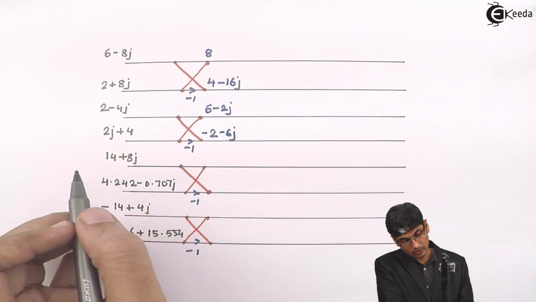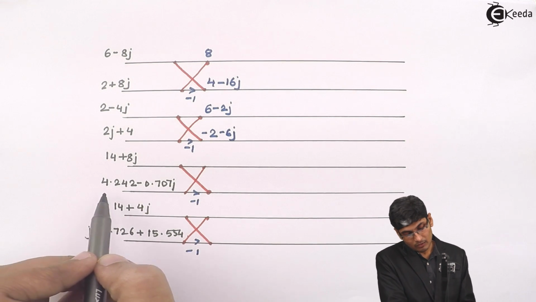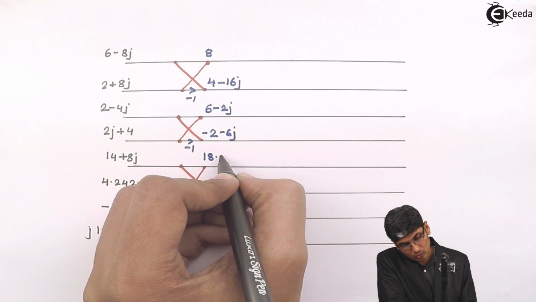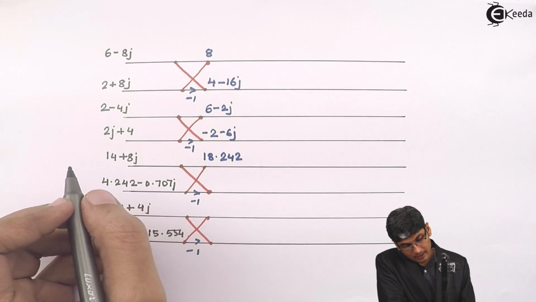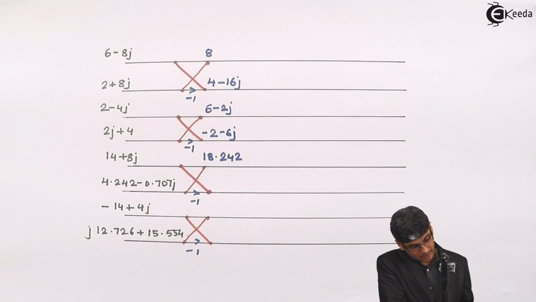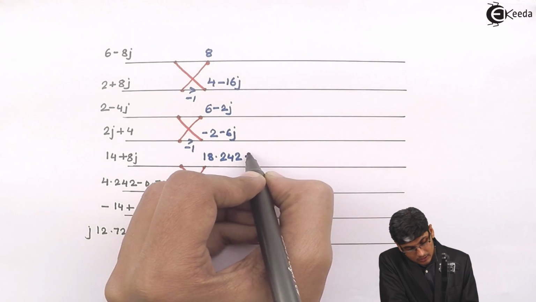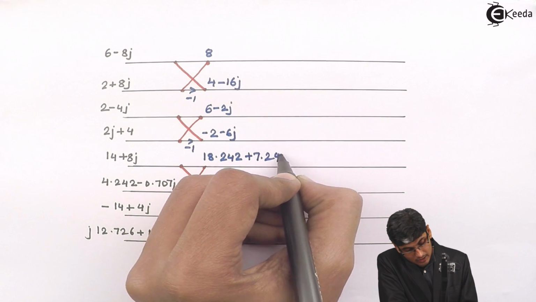Agreed? Okay, next we have 14 plus 4.242j, so that will give me 18.242, that is the addition. And for the subtraction, I am going to subtract 8 from 0.707, so I am going to get a plus, because 8 is a larger number, 7.293j.